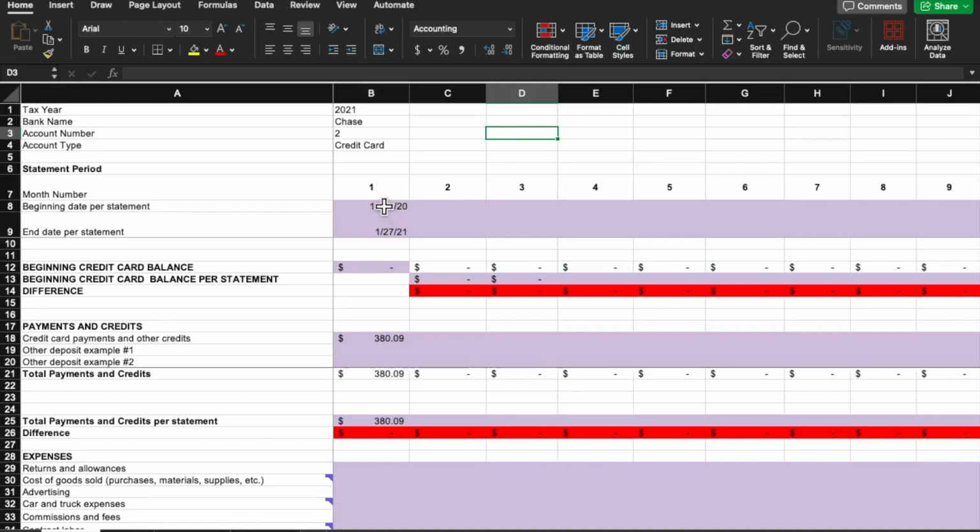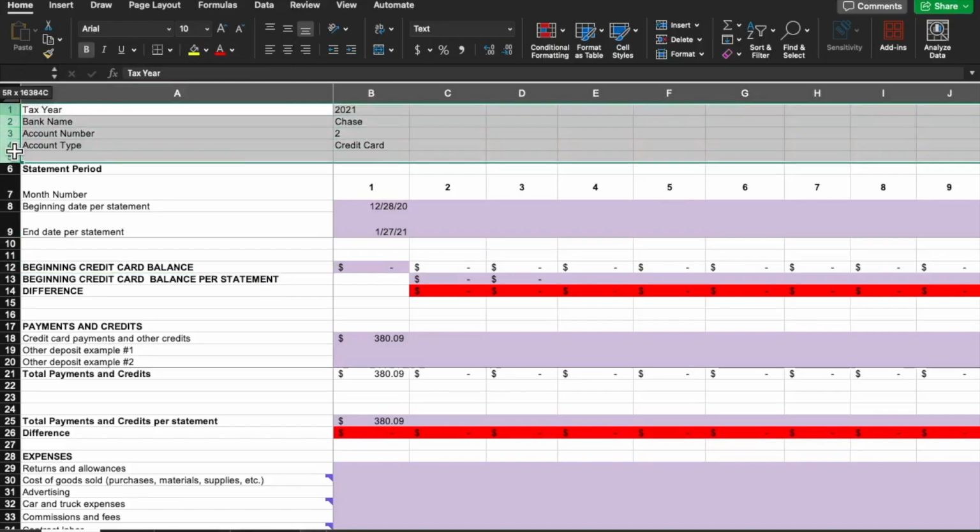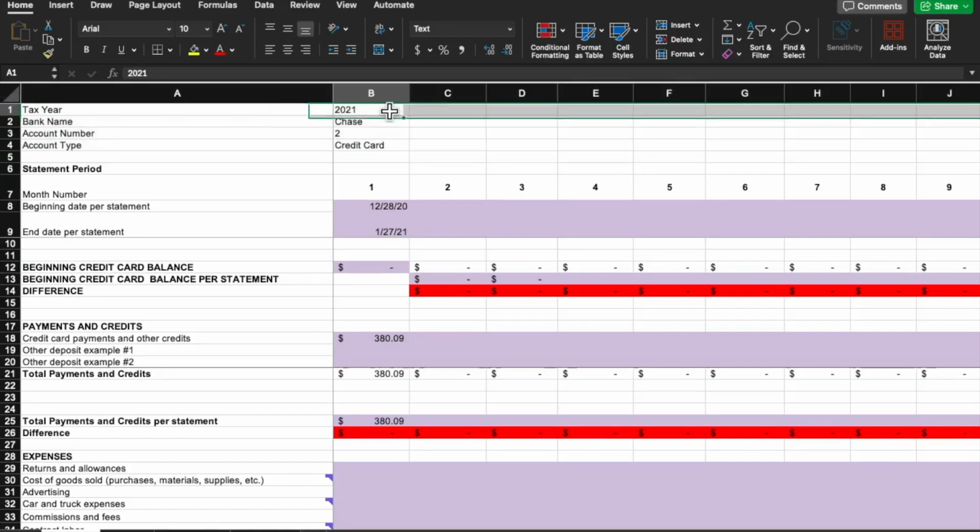Okay, so here is the template for the credit card portion of the summary for business expenses. As you can see here, the template is very similar to the first one I was showing you earlier for the checking account. So here we're going to have basic info about the account: tax year, bank name, account number, and then this is a credit card.